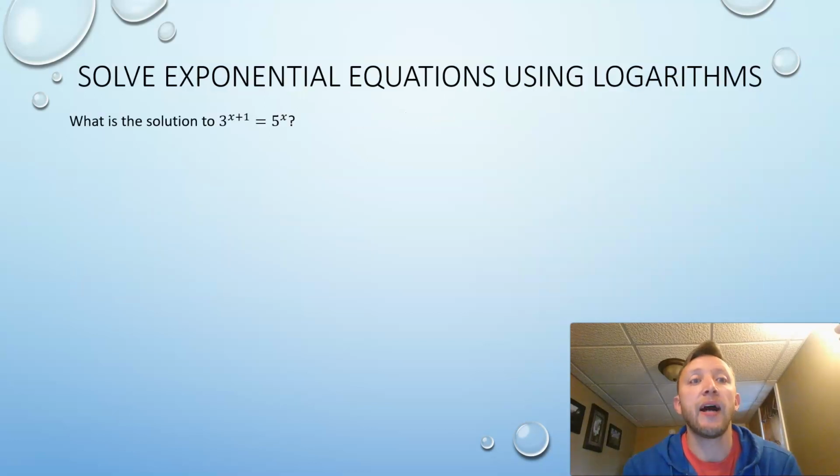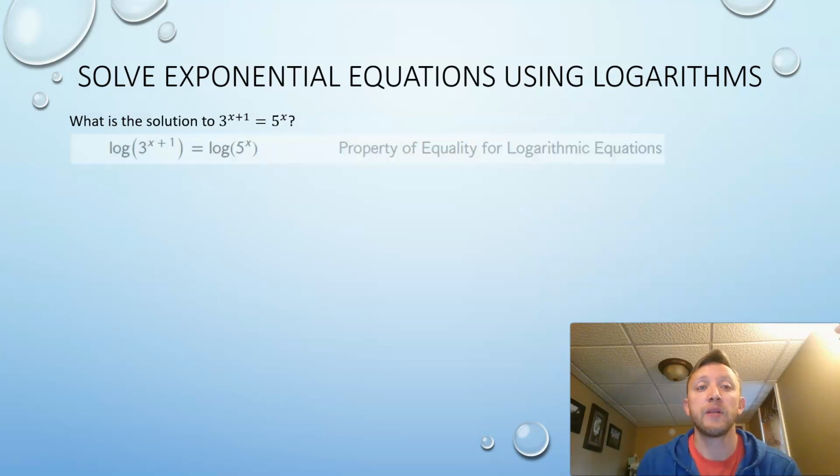Well, let's look at this problem. It says, what is the solution of 3 to the x plus 1 equals 5 to the x power? Well, earlier, what we learned about was trying to get the same bases. I can't get the same bases here. There's nothing I can do to 3. There's nothing I can do to 5, so we'd have the same base. Well, now what? Well, let's start by taking the log of both sides.